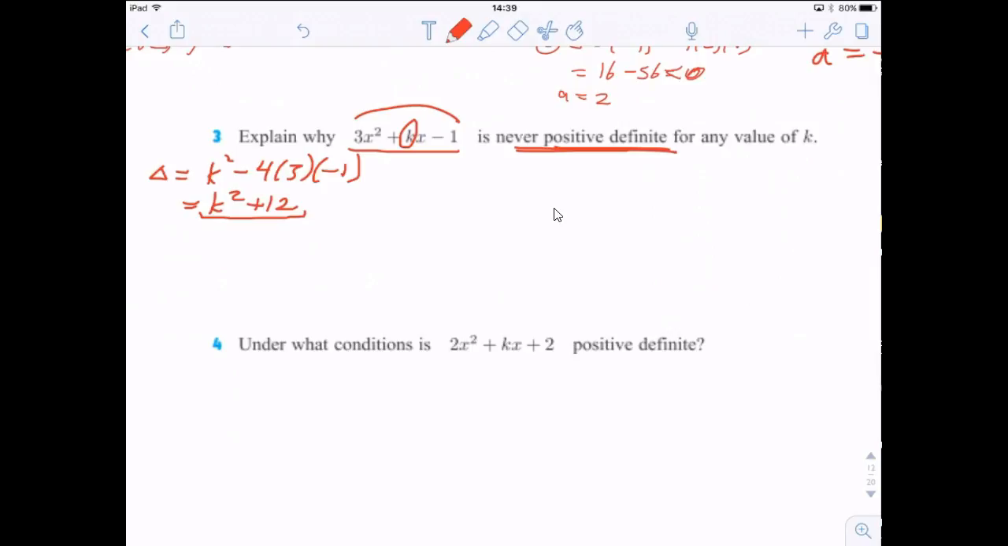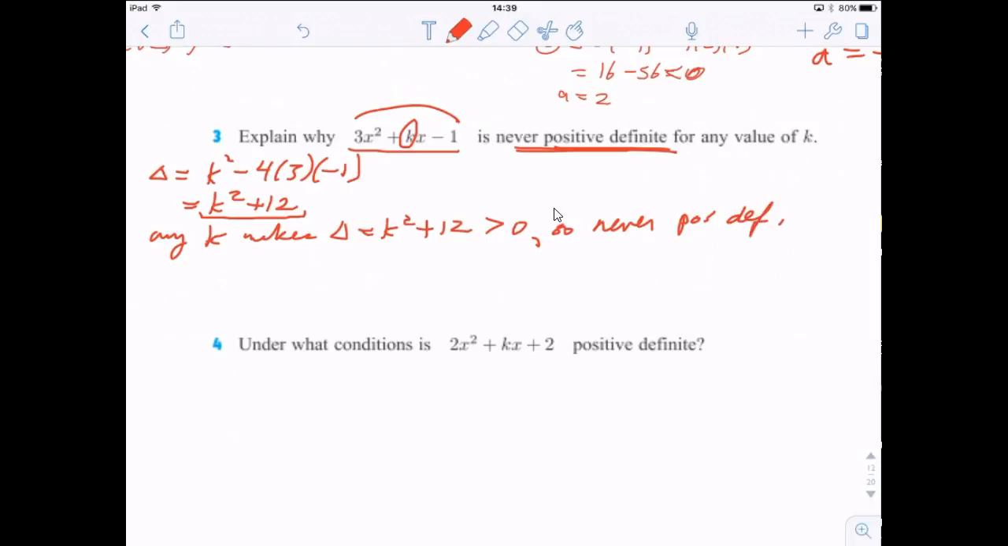If you put in a negative value of k, it'll give you a positive number because a negative number squared is positive, and then you add 12 to it, it's even more positive. If you put a positive number in for k, of course the square is going to be also positive. So basically, any k makes delta equals k squared plus 12 greater than 0, so never positive definite.